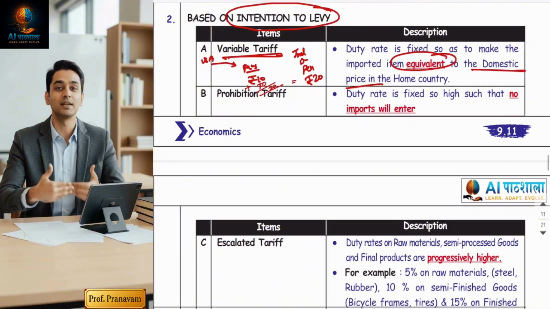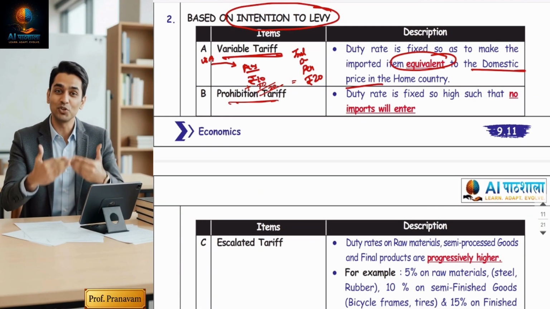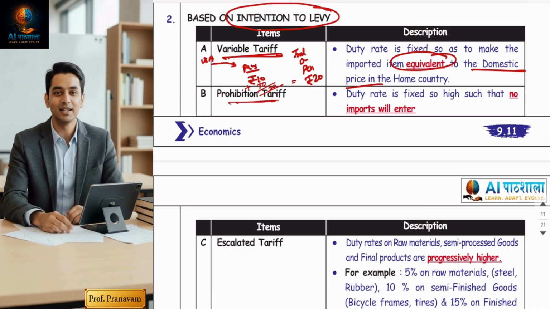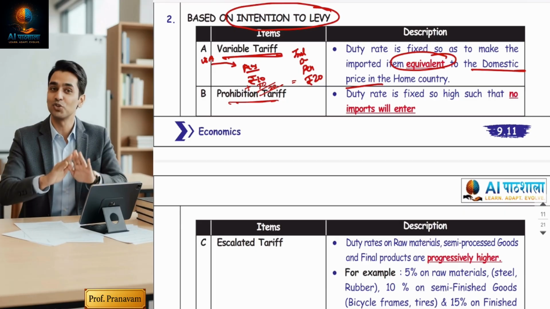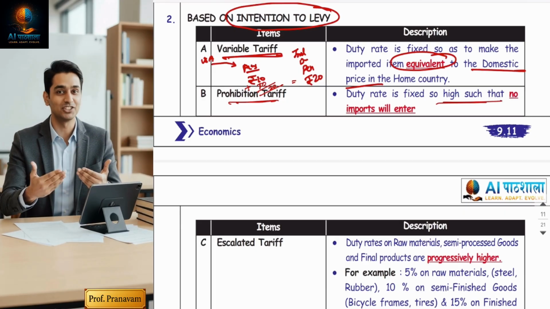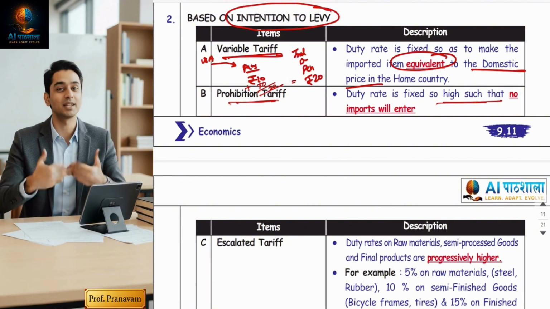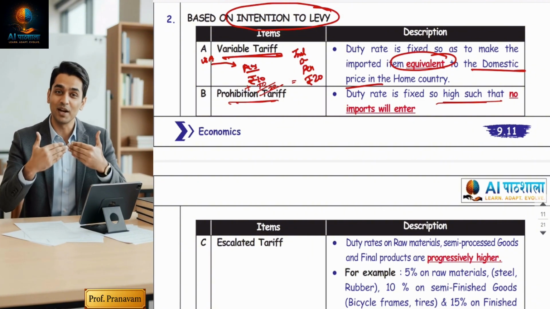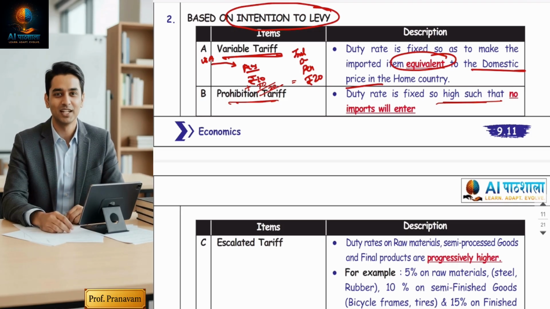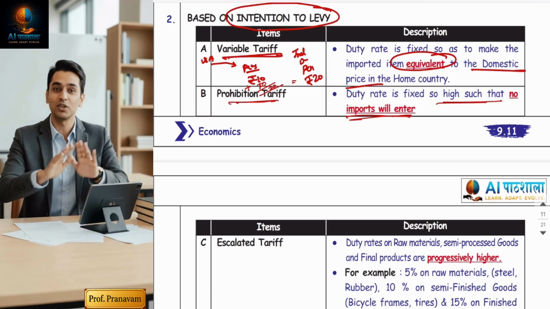Next tariff is prohibition tariff. Prohibition, the name itself indicates that we are restricting something. Now a prohibition tariff is set so high that no import will enter at all. This tariff is launched by the government of India with an intention to ban some products in India. Ban means they don't want to bring those products into India, to ban the imports. At that time prohibition tariff is used.